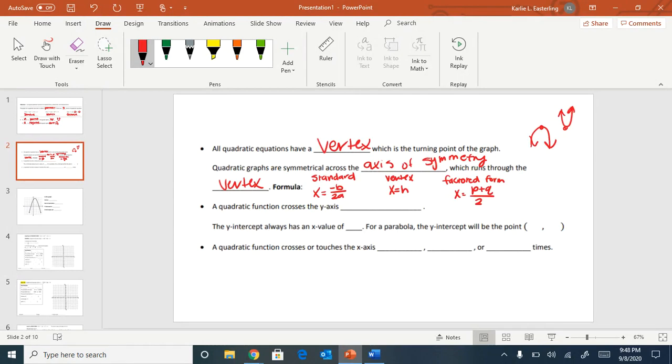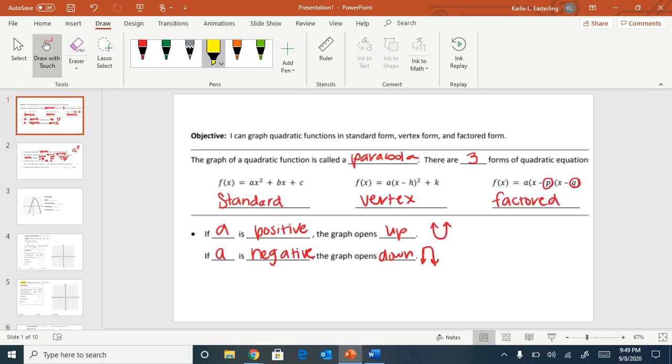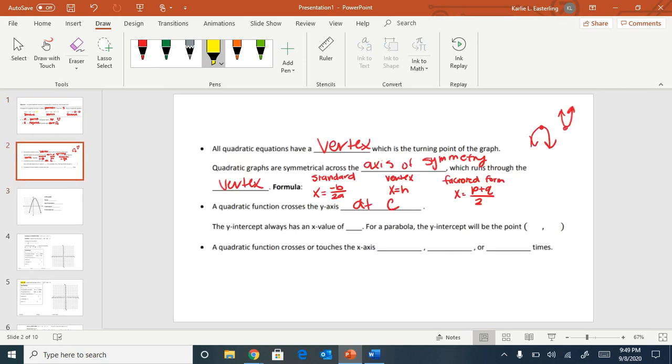All right, so a quadratic function crosses the y-axis at our c value. So for example, back up here looking at the equations again, we have that plus c there. So that is where we are going to cross our y-axis. Sorry, skipping around. The y-intercept always has an x value of 0. For the parabola, the y-intercept will be at the point (0, c).